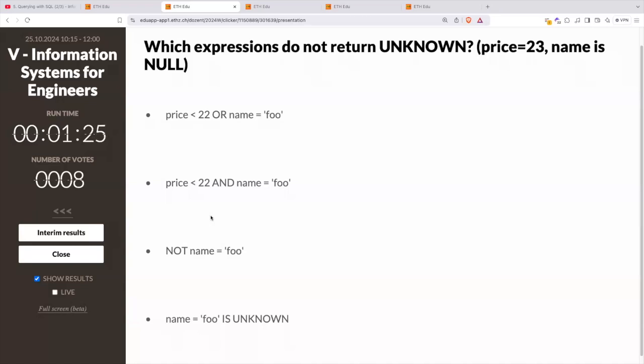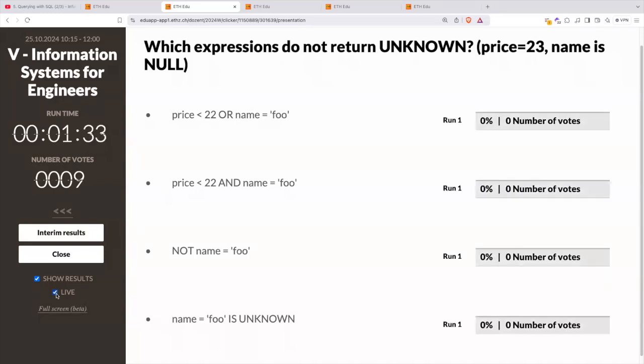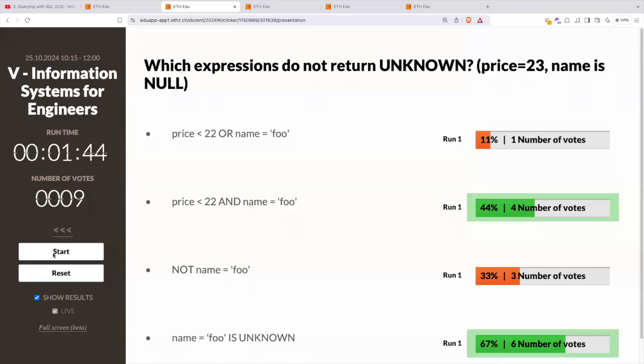Okay, we are at 8. So let me look at your answers. What do we have? Wow, okay, so it's divided. Okay, so let me reveal the solutions first. So the second one and the last one. Okay, so let's do them one by one.